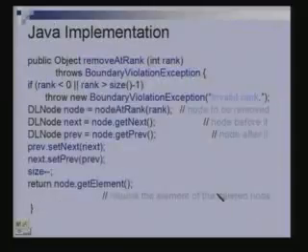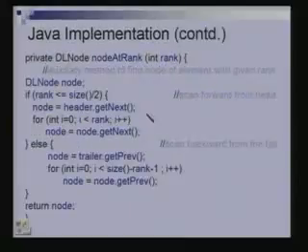And similarly I can write down the Java code for doing this. Once again I'm assuming the procedure node at rank, which given a rank tells me which is the node sitting at that rank. Okay. Now how do I implement this procedure node at rank? Well, there is nothing else I can do except to march through the list, and keep incrementing my counter until I reach that rank.